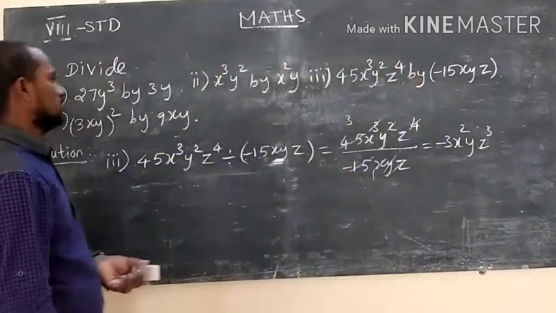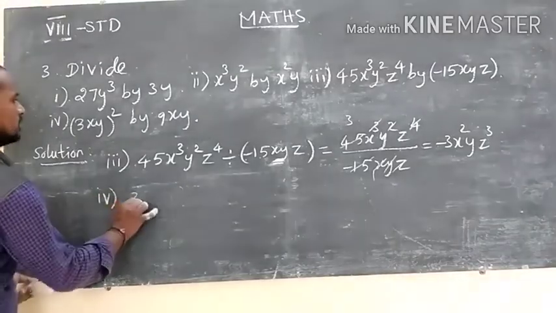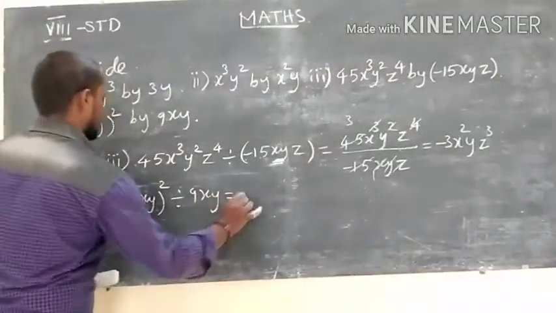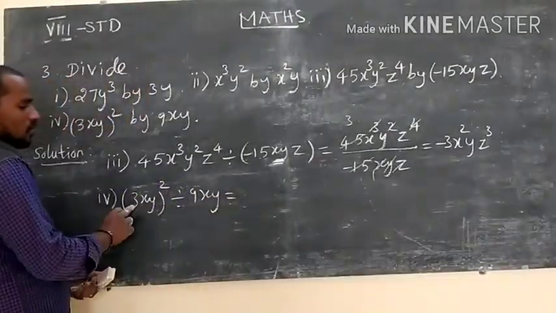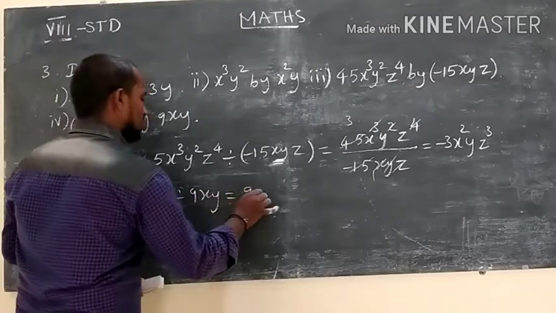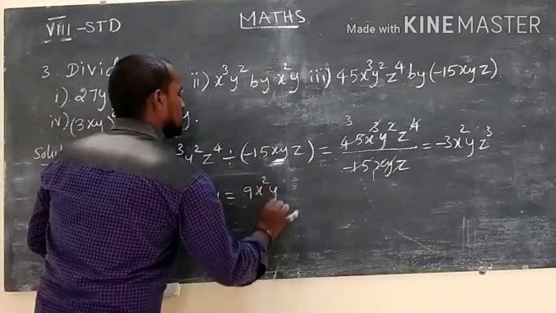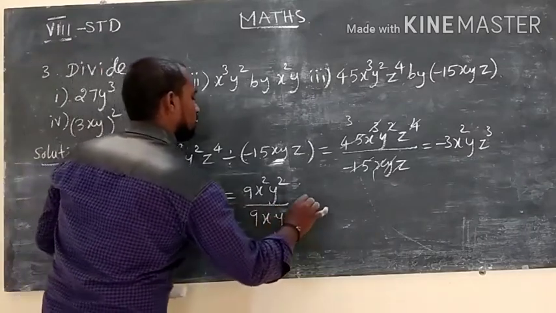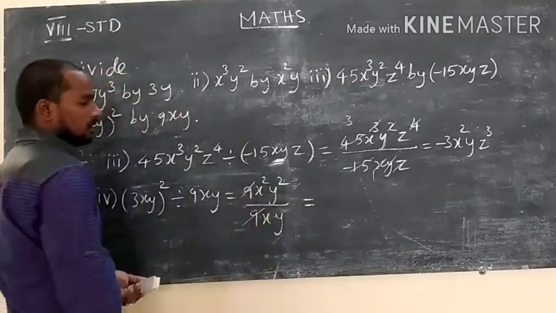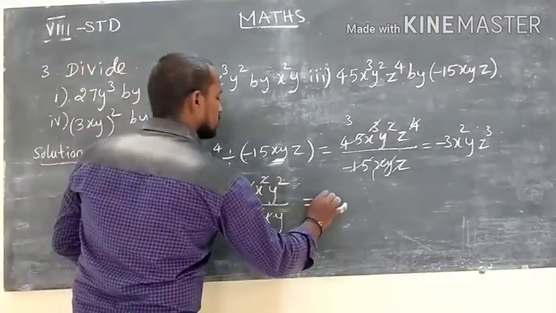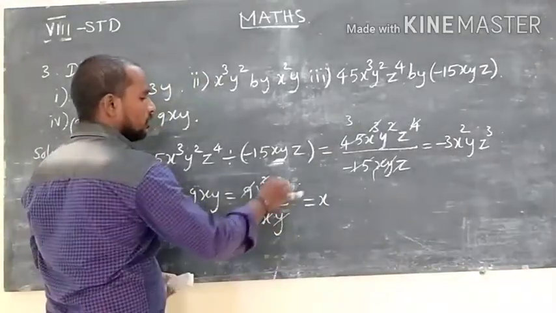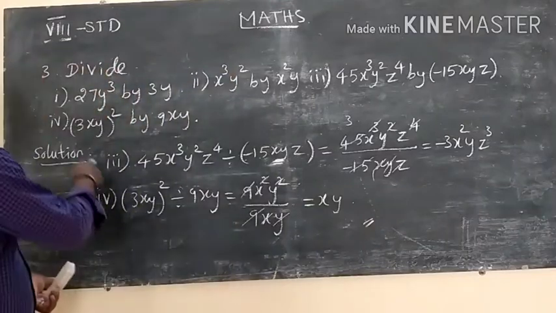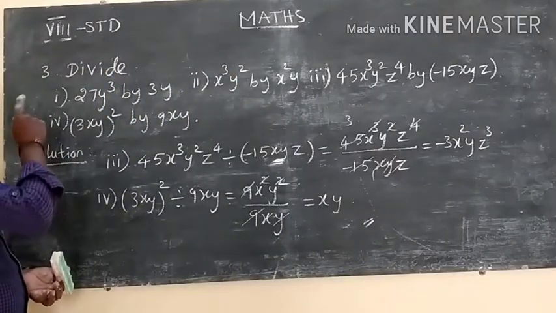That's all your answer. Then the fourth question: 3xy the whole square divided by 9xy. The square is common for the 3 terms, so 3 square is 9, then x square, then y square, whole divided by 9xy. 9s are cancelled, then 1x cancelled, remaining 1x in the numerator, and 1y cancelled, remaining 1y in the numerator. We get xy as the answer of the fourth question. Have you understood clearly the division?